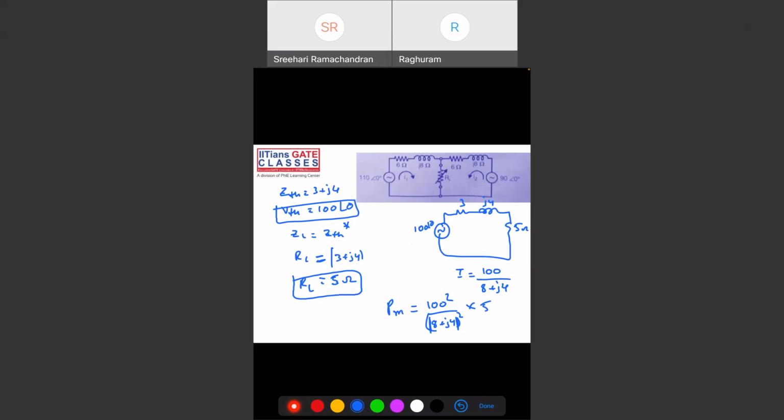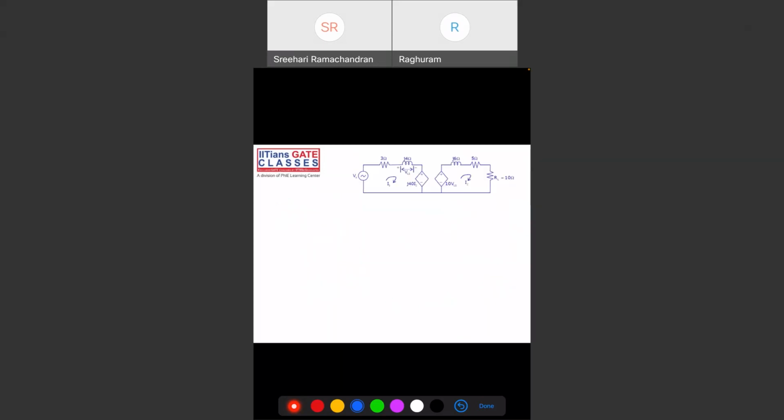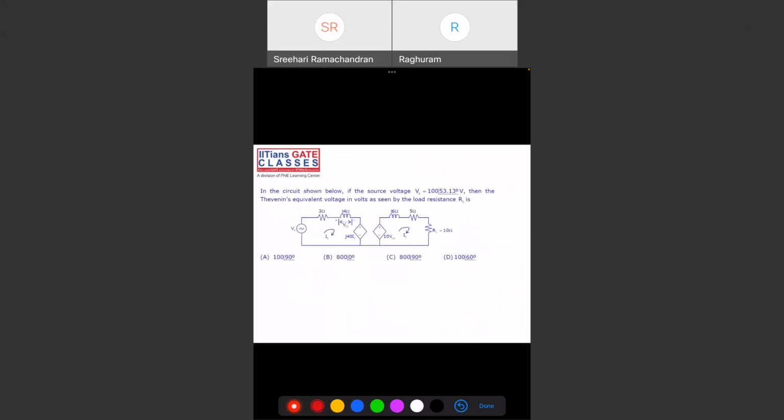Okay. Next, in the circuit shown, the source voltage VS is 100 at an angle 53.13. Then the Thevenin's equivalent voltage as seen by the load resistance RL is dash. Try to do this. It's an important question. Direct one anyway. I'll try to solve this.